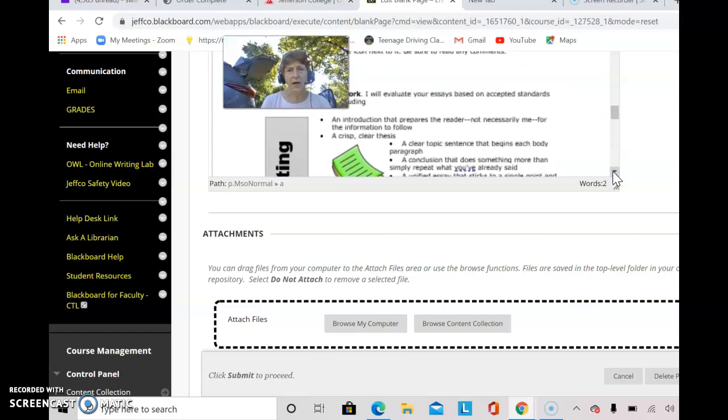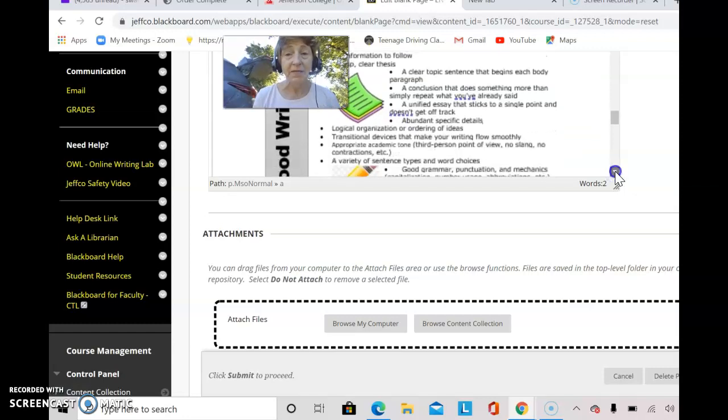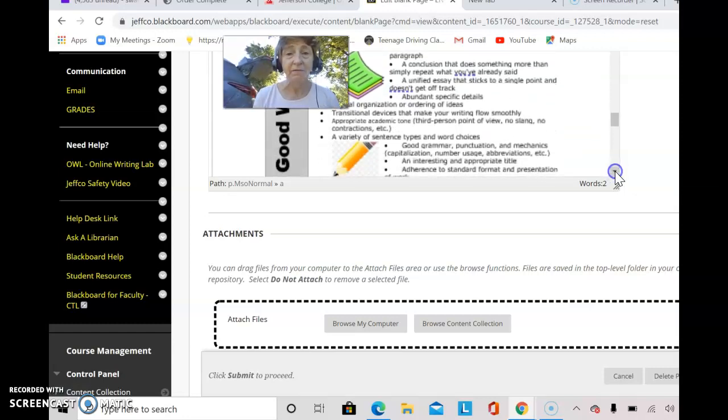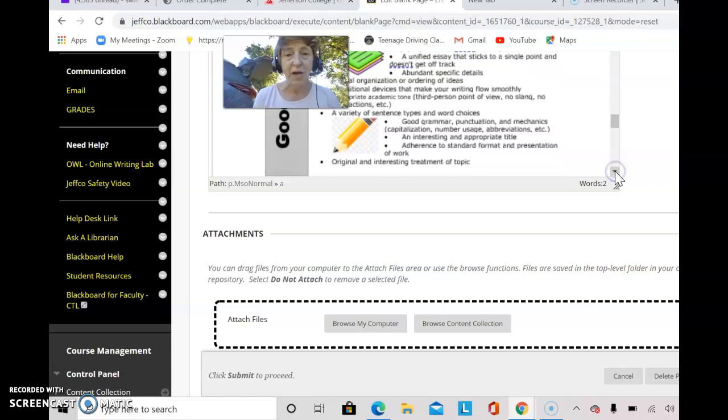Guidelines on written work. I will evaluate your essays based on accepted standards. An introduction that prepares the reader, not necessarily me, for the information to follow. A crisp and clear thesis. A clear topic sentence that begins each body paragraph. A conclusion that does something more than simply repeat what you've already said. A unified essay that sticks to a single point and doesn't get off track. Abundant specific details.